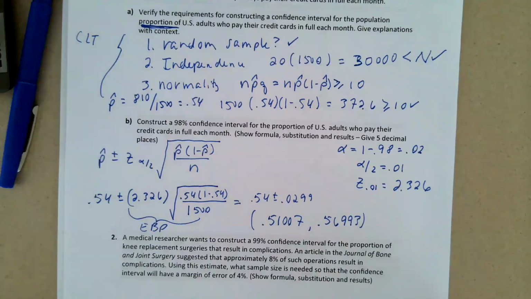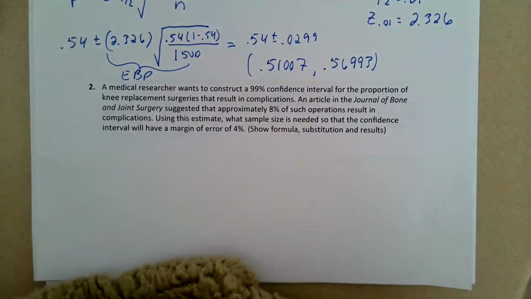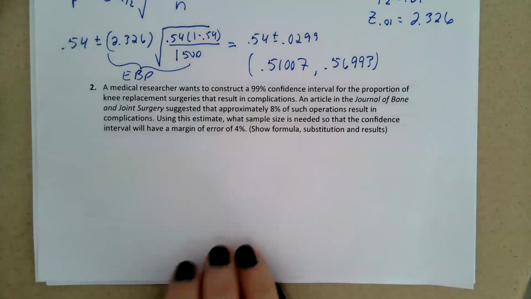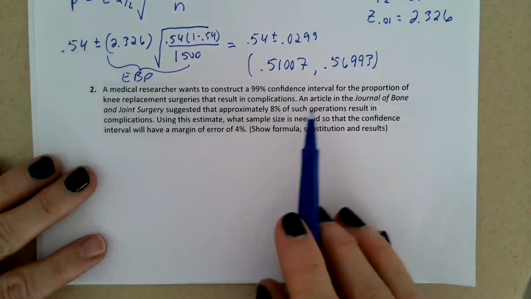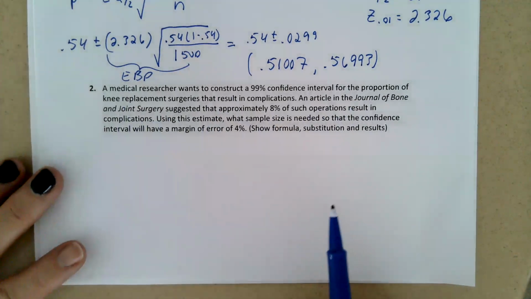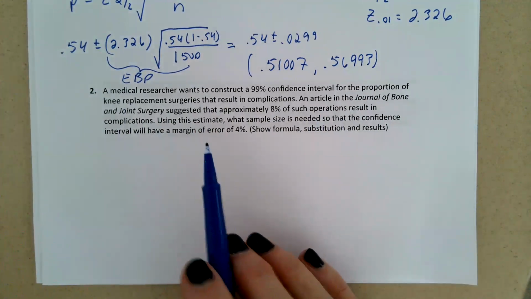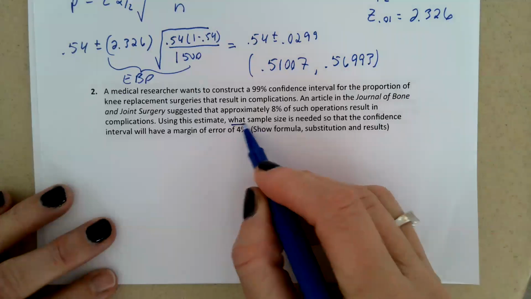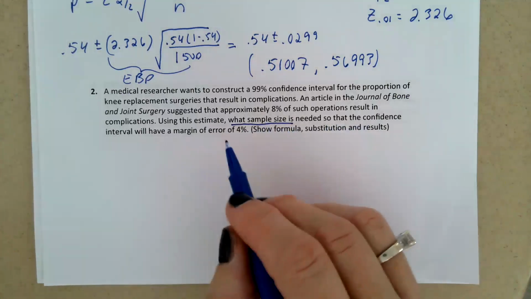Now, question number 2. A medical researcher wants to construct a 99% confidence interval for the proportion of knee replacement surgeries that result in complications. An article in the Journal of Bone and Joint Surgery suggested that approximately 8% of such operations result in complications. Using this estimate, what sample size is needed? Okay, that's what they want, is what sample size is needed so that the confidence interval will have a margin of error of 4%.